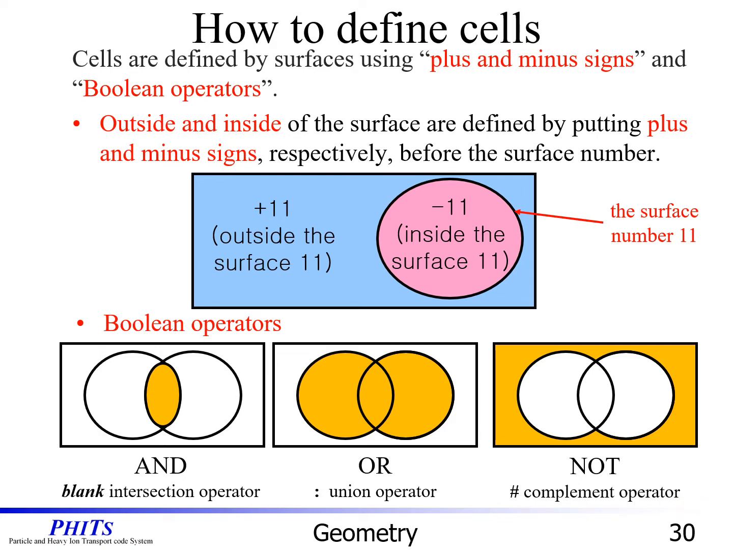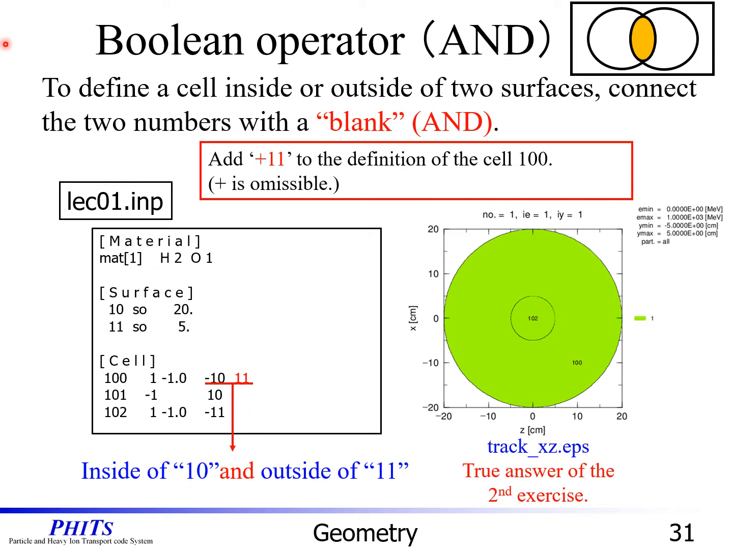Here is shown the Boolean operator AND. To define a cell inside or outside of two surfaces, connect the two numbers with a blank. It means AND. So, in the case of exercise 2, cell 100 is defined by the inside of surface 10 and the outside of surface 11. And then we will obtain the answer as shown here. So please try and check it.